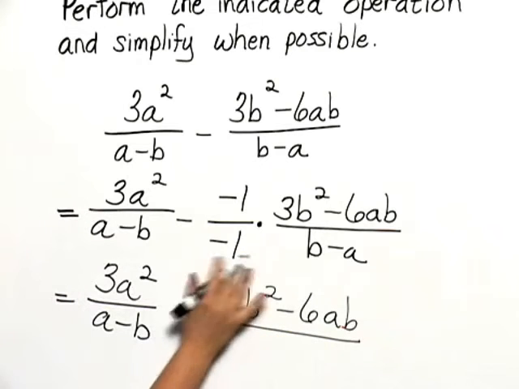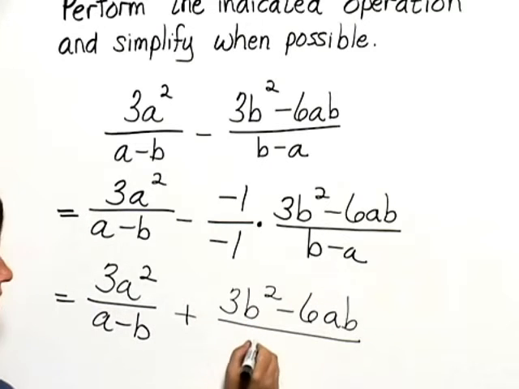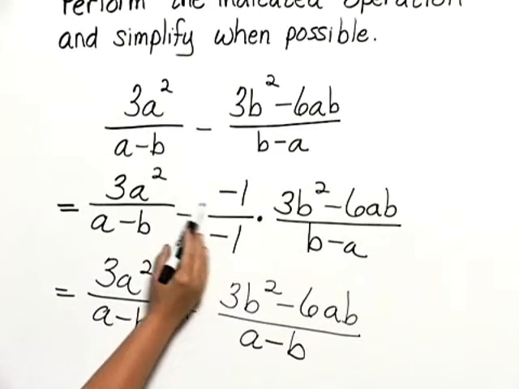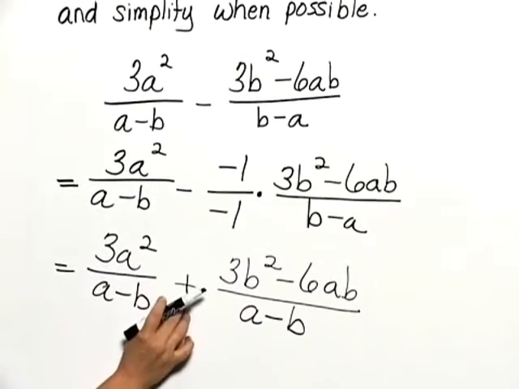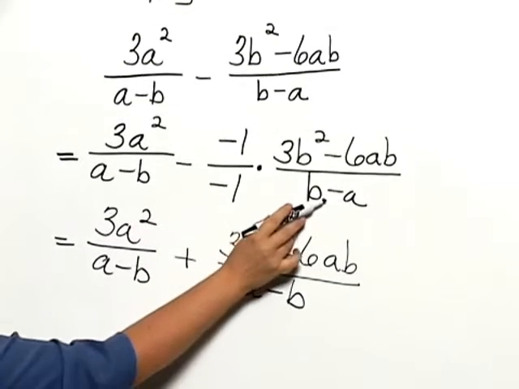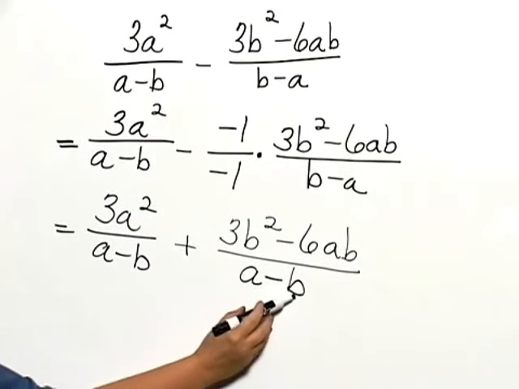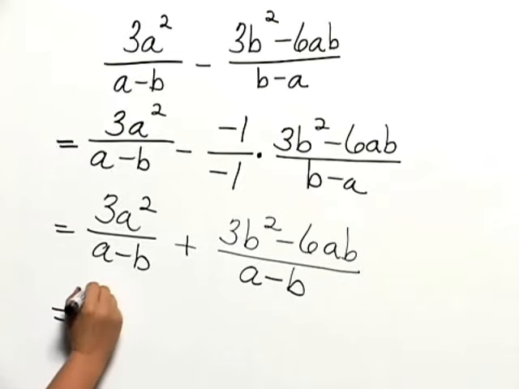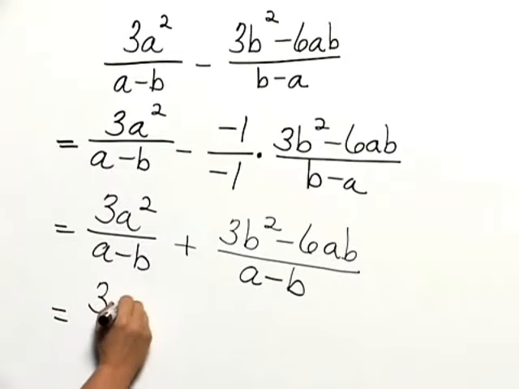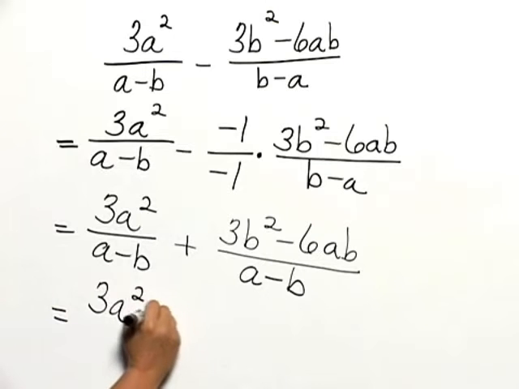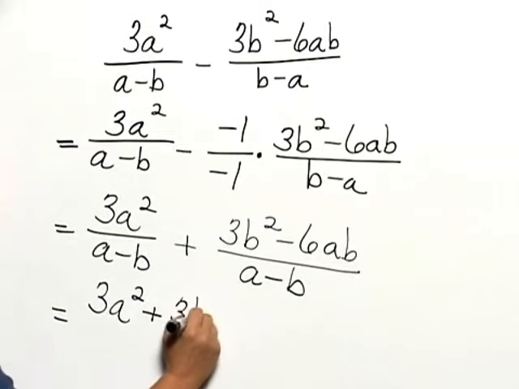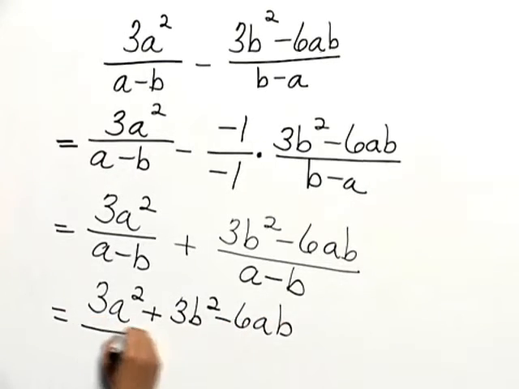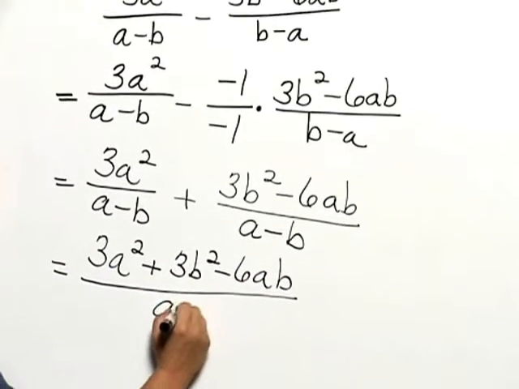This -1 I multiply by b minus a, and I get a minus b. So the numerator -1 minus that, change this to a plus. This -1 I multiplied and got a minus b. Now I have common denominators, so I can add the numerators. 3a² plus 3b² minus 6ab all over the denominator a minus b.